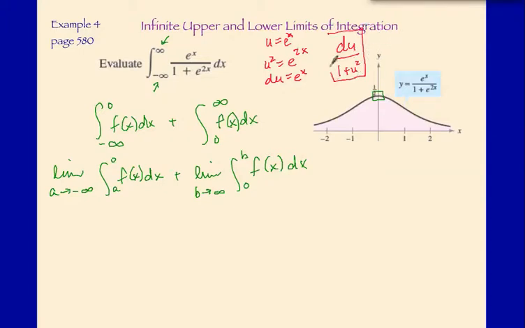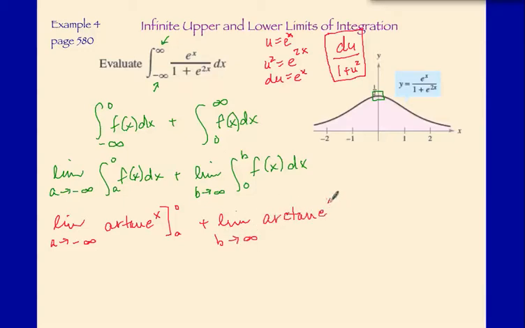Du over 1 plus u squared, which of course is arctan. But since u is equal to e to the x, it's going to be arctan of e to the x. Now, with that in mind, let's go ahead and evaluate our limits. We have the limit as a approaches negative infinity, arctan e to the x from a to 0, plus the limit as b approaches infinity of arctan e to the x from 0 to b.